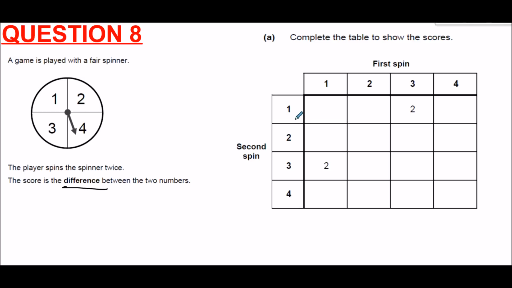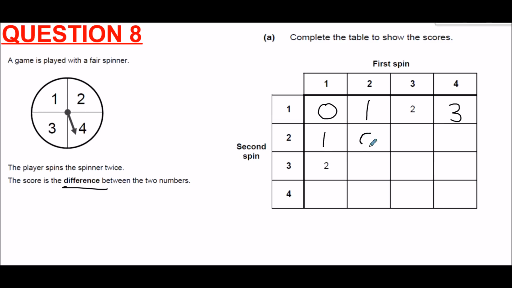And so if the 2 scores on spinner 1 and the second spin were both a 1, that means the scores weren't different at all. So if the difference was nothing, that'd just be a 0. This one, if it was a 2 and a 1, 2 take 1 is 1, 4 take away 1 is 3. And so if we complete the table in the same way, that's a difference of 1.